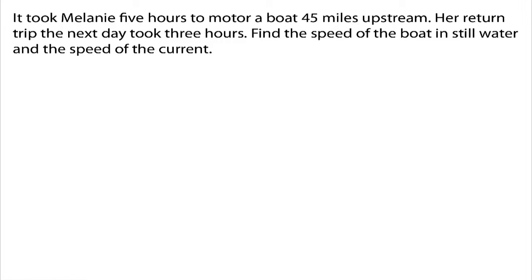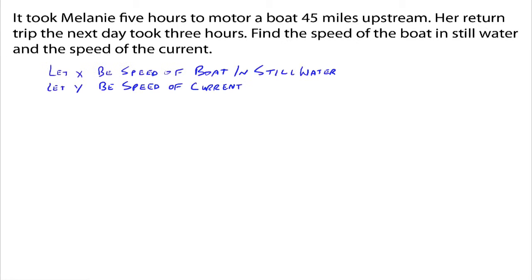Right, so the speed of the boat in still water means there's no current in the water. It's perfectly still. How fast is the boat going? And then when you factor in the current, it either speeds the boat up or it slows the boat down. So always begin by defining your variables. So let x be the speed of the boat in still water and let y be the speed of the current.